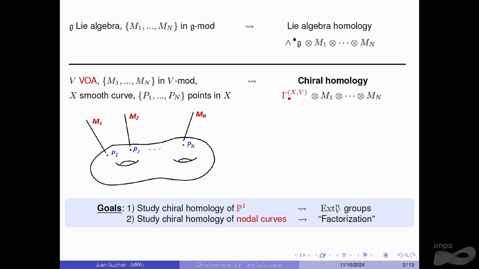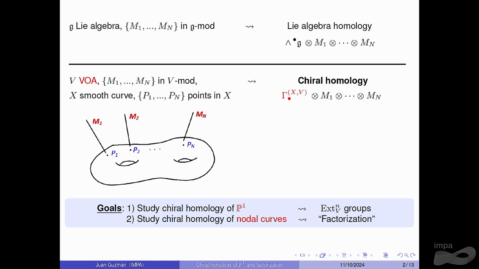For chiral homology, we have that algebraic part, but we also have some geometric data. So for chiral homology, we're going to need a VOA, which is going to be our algebraic object, some modules for that algebraic object, and we're also going to fix a smooth curve. And here, when I say curve, I mean a complex algebraic curve, right? So you can have any genus that you want, but it's a complex algebraic curve. And you're going to fix some points, and you're going to think of the modules for your VOA, your algebraic thing, as things that are living or inserted at those points.